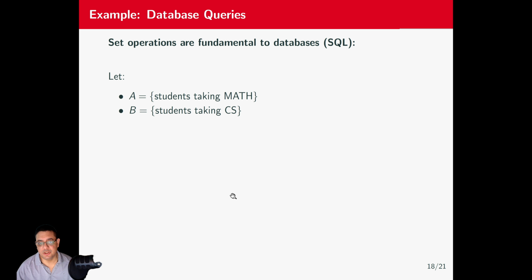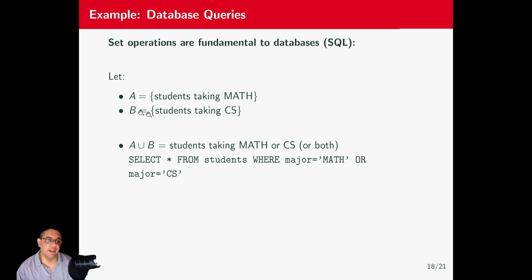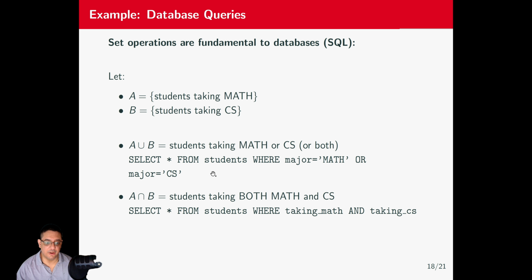Now, set operations are going to be fundamental for things like databases and SQL. For example, you can take A being the students taking math, and B the students taking computer science. So A union B is going to be the students taking math or computer science, or both. Notice that this is something like select from students where the major is either math or computer science. This statement shows how it works in one type of query.